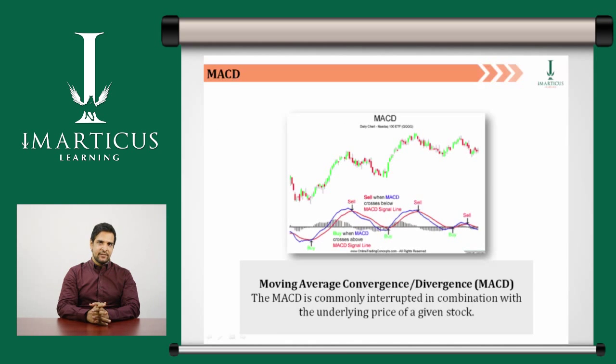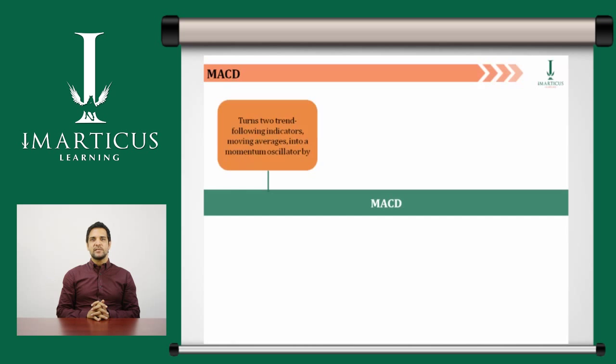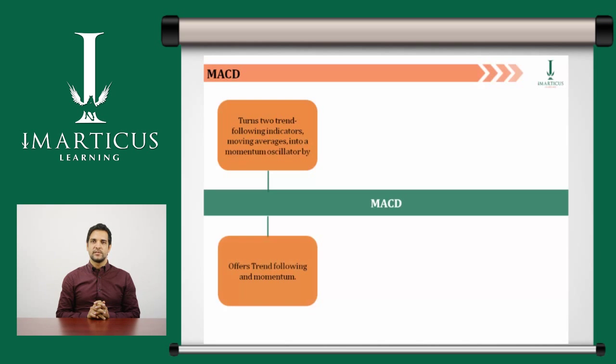The MACD is commonly interpreted in combination with the underlying price of a given stock. The MACD indicator turns two trend-following indicators, moving averages, into a momentum oscillator by subtracting the longer moving average from the shorter moving average. MACD offers the best of both worlds, trend following and momentum.